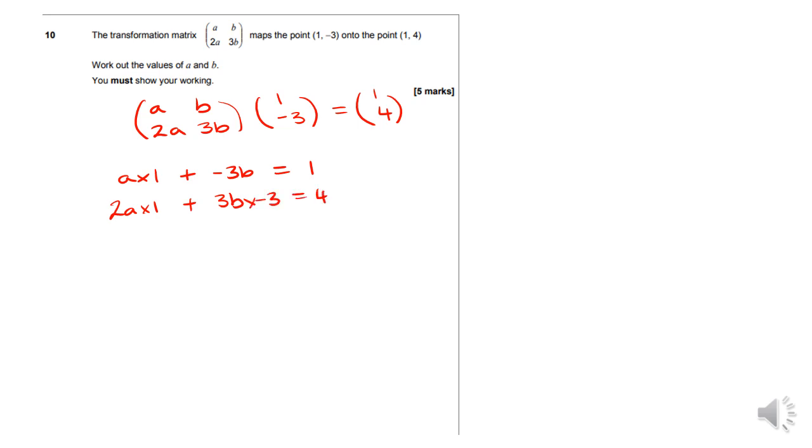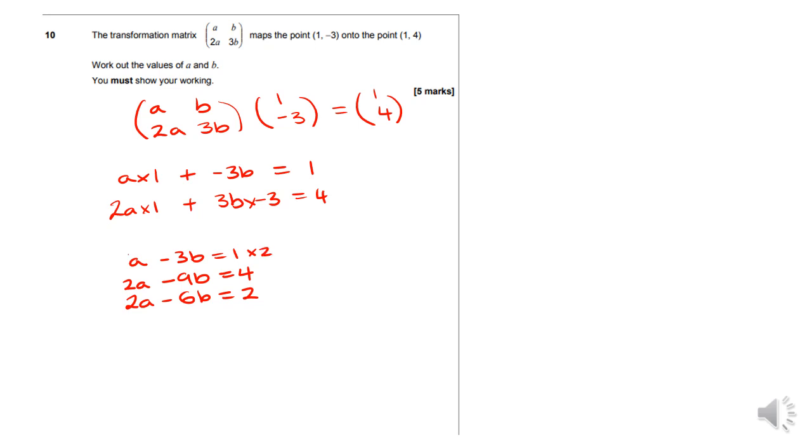Just going to tidy those up a little bit. So I've actually got A take 3B is equal to 1. I've got 2A take 9B is equal to 4. And I need to do something with those. So I could triple the top one, or I could double the top one. Either way, it would work. So if I double that top one, then I'll bring it down the bottom. I've got 2A minus 6B is equal to 2. So all I've done is times that whole thing by 2.